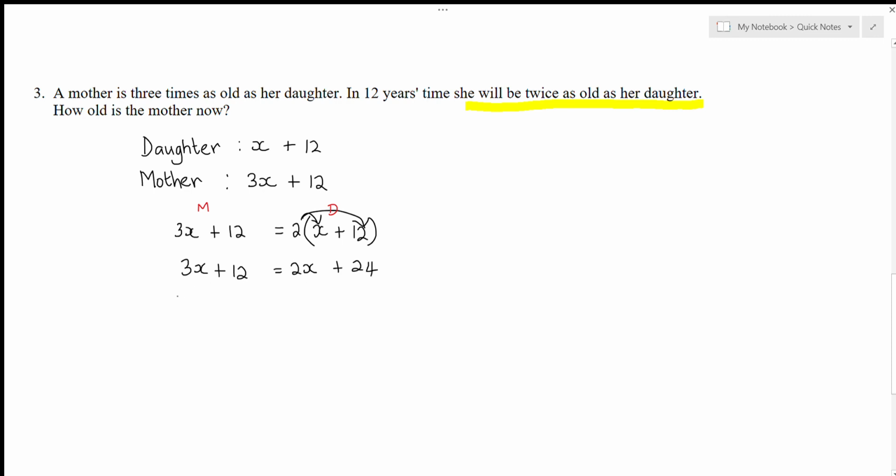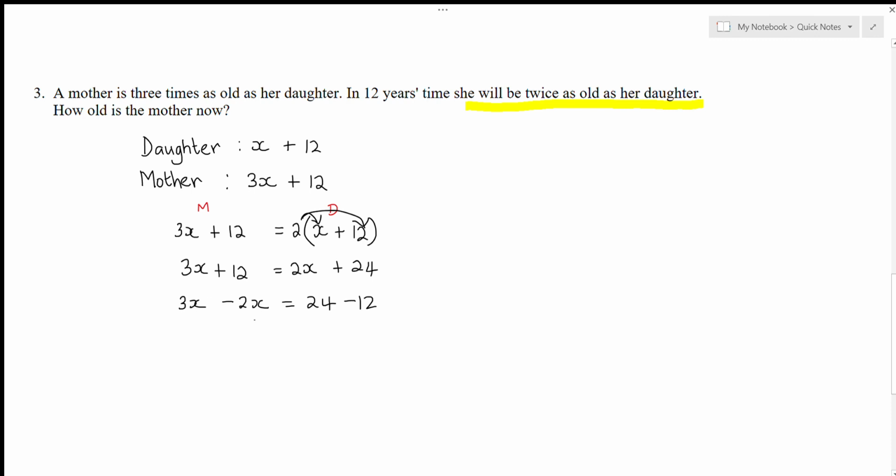On the left-hand side, we have 3x. On the right-hand side, we have 24. We have 2x on the right-hand side. We need to move the 2x to the left. So we're going to minus 2x on the right-hand side, therefore minus 2x on the left-hand side. On the left-hand side, we have 12, and the inverse of 12 is plus 12. It's going to be minus 12 on the left-hand side, therefore minus 12 on the right-hand side.